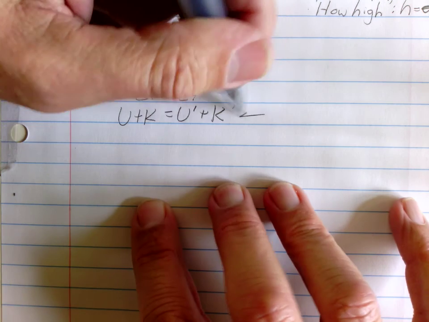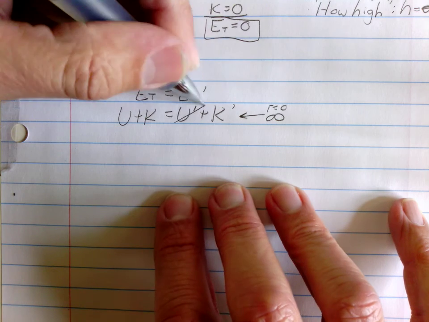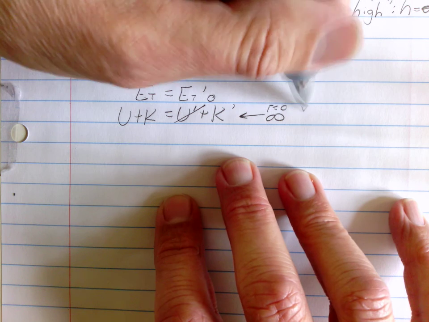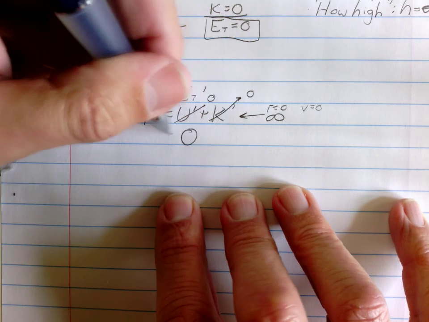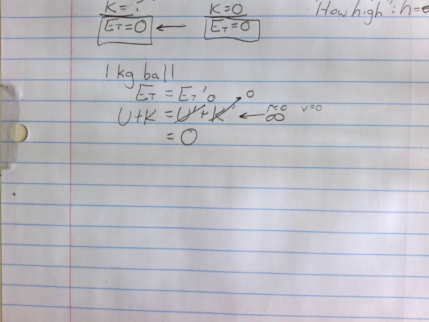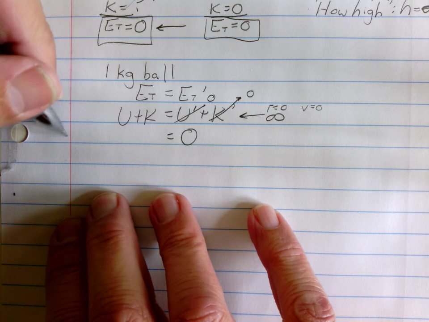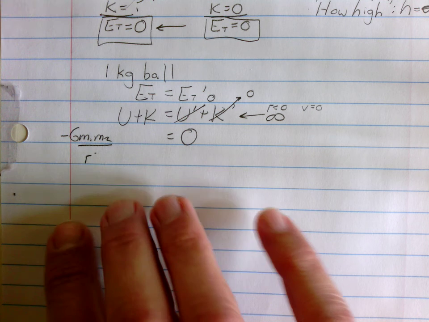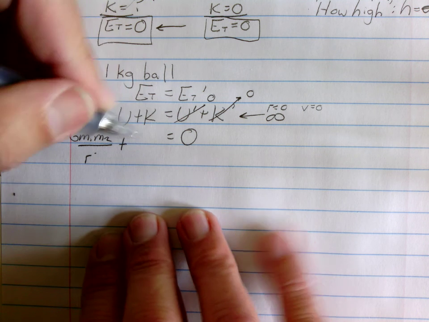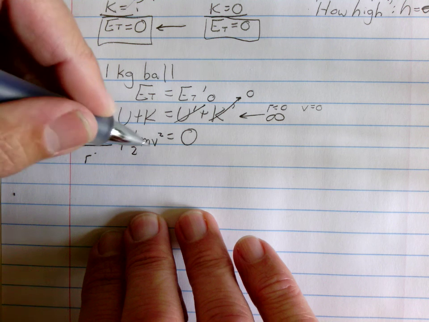Infinitely far away, r equals infinity means this is zero. v is zero up at the top, means that's zero. So 0 equals U plus K. Once we find out what that potential energy is, K is going to be the positive of that. That's how much we have to add. So the negative G m1 m2 over r, plus the kinetic energy, 1/2 m v squared, with m the mass of the object that we throw.